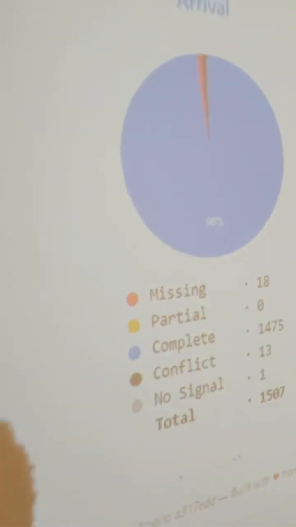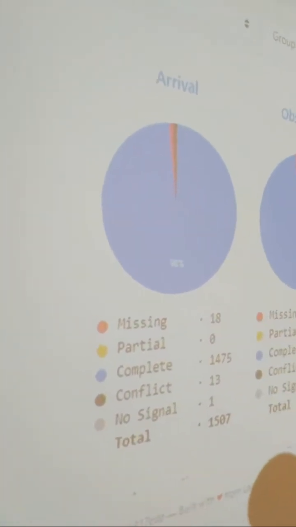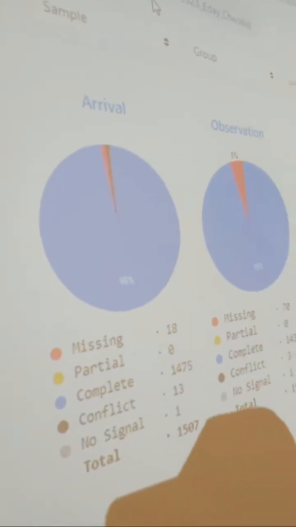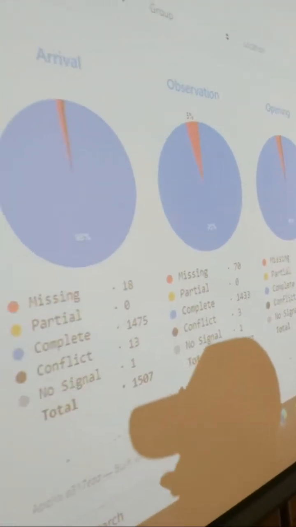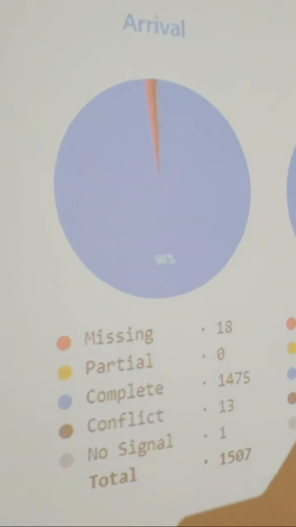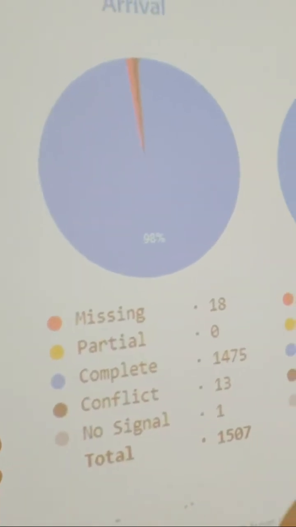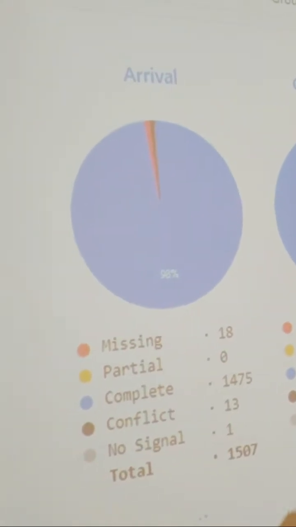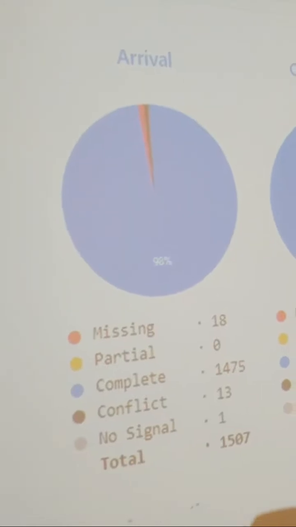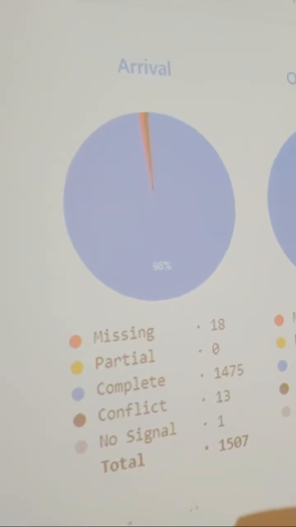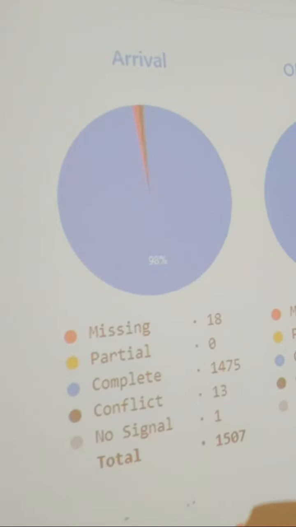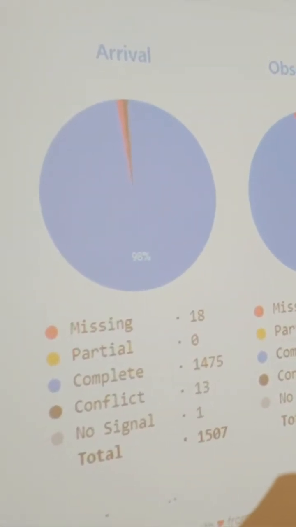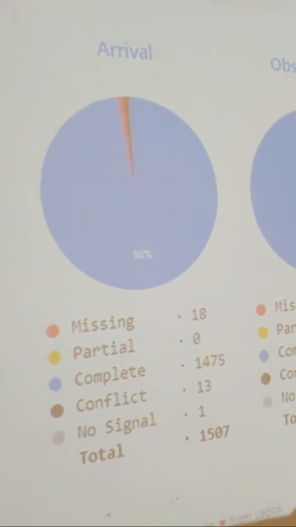Arrival. What does arrival mean? Arrival is when the observer arrives at the polling unit and whether he or she met polling officials. So 98% of our observers reported that they arrived safely at the polling unit, and INEC officials were at the polling units. When they report this, it's either INEC officials have arrived or have not arrived, which is yes or no.